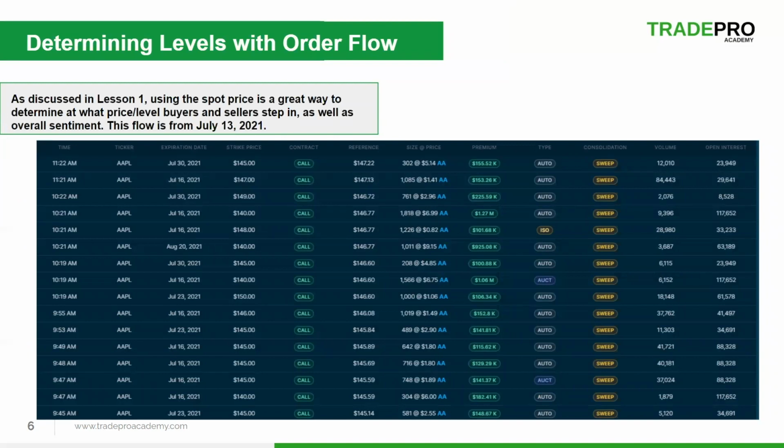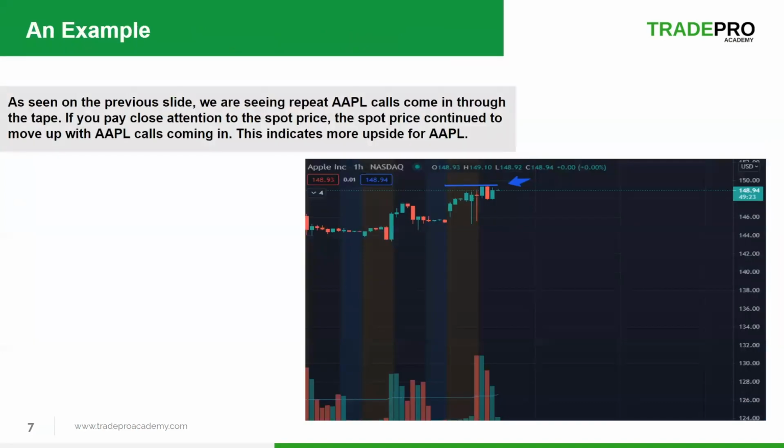So as discussed in lesson 1, using the spot price is a great way to determine at what price and levels buyers and sellers step in, as well as overall sentiment. So here we have some order flow from July 13th, 2021. As you can see, it's all calls on Apple. As seen on the previous slide, we are seeing the repeat Apple calls come in through the tape. And if you pay close attention, the spot price continued to move up with Apple calls coming in.